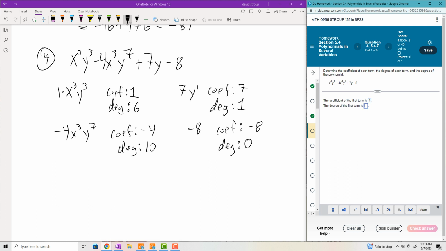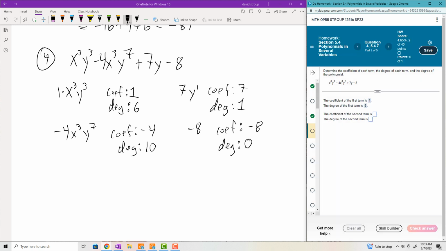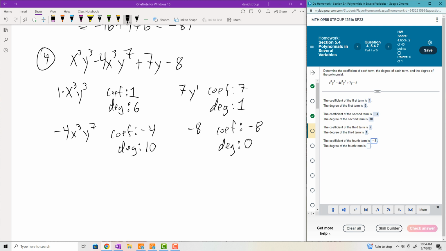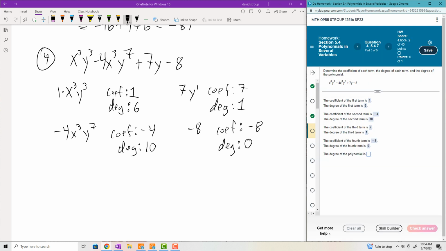So the first term, the coefficient 1, degree 6. And then -4, 10. And then the next guy, 7, 1. And then the next guy, -8, 0. Use the tab button to go from blank to blank.